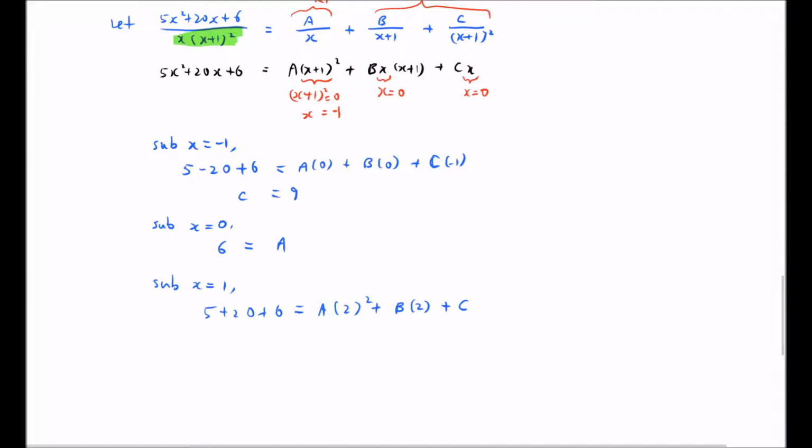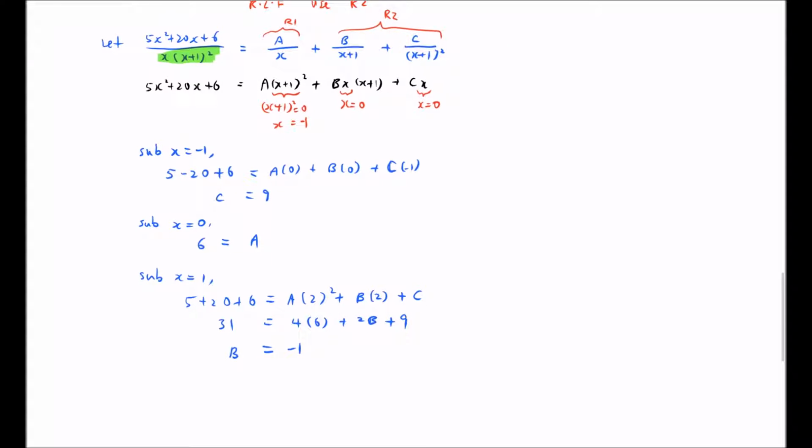Okay, so since we know the values of A and C, we can sub in also. So we get 31 on the left side, 4 bracket 6 plus 2B plus 9. Okay, so you know 24 plus 9 is 33. So B will be equals to 31 minus 33 over 2, B is minus 1. Okay, so now you already find A, B, C.